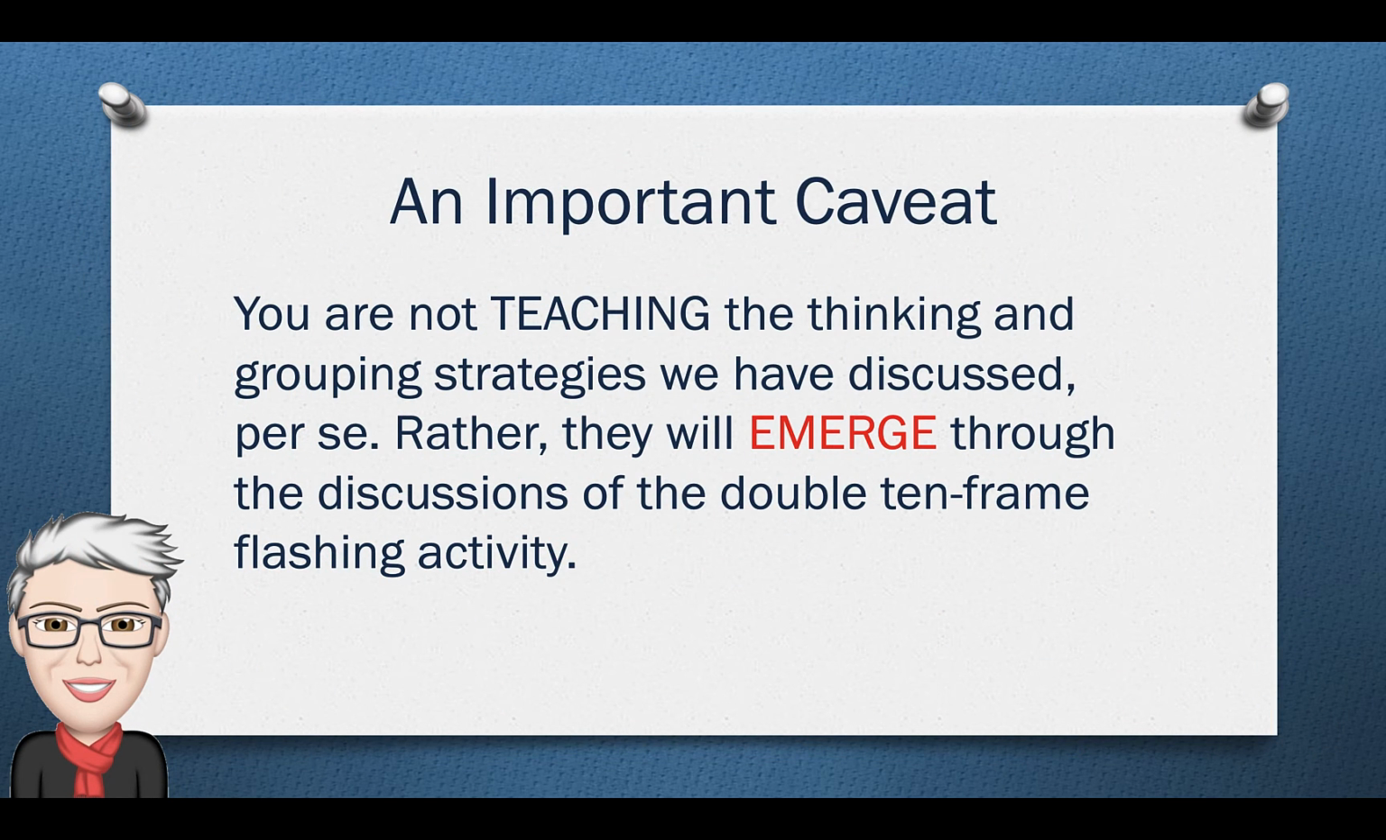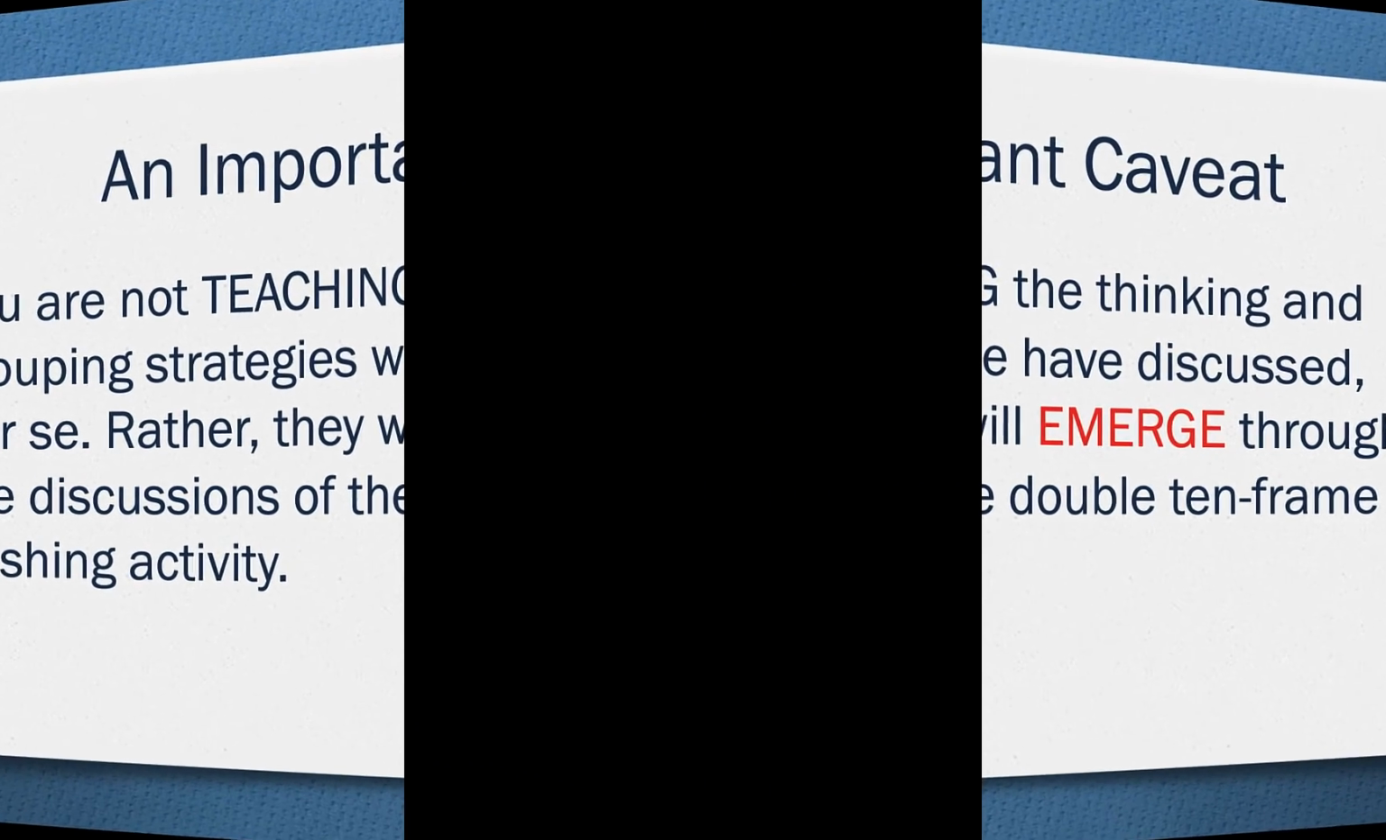I want to include an important caveat here to be sure that we are not misunderstood. We are not suggesting that you teach the +1 and the compensation thinking strategies or the filling up the 10 grouping strategy, and we are certainly not advocating that you use that language, although it's possible that somebody might say things like, Maya just knew this was 1 more than last time, or David filled up the 10s. What I am saying is this: we know from extensive experience in many classrooms that these ways of reasoning will emerge from using the double 10 frame flashing activity.